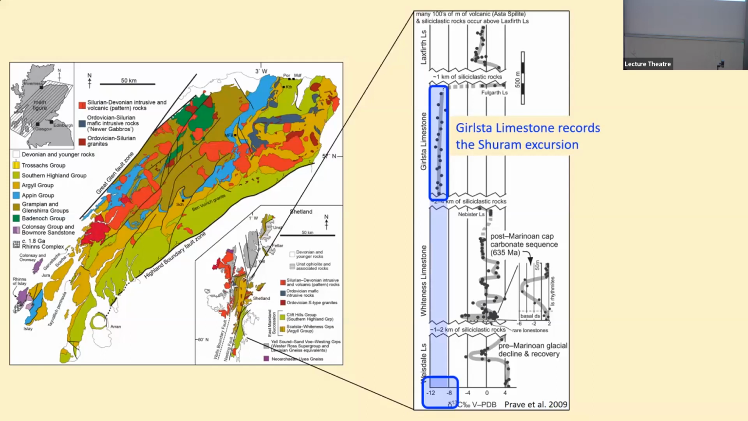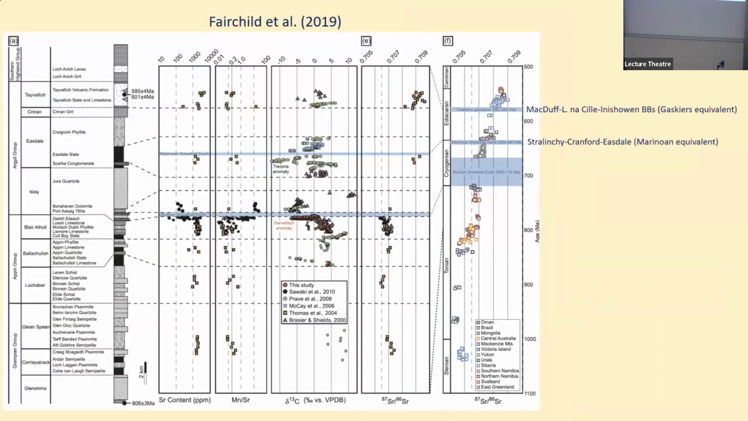We also on Shetland have the preservation of that cap carbonate trend in the lower Whiteness limestone, where the values descend down to -6 or so, like we see in Maranoan cap carbonates everywhere. So Ian Fairchild and colleagues have now been putting this data together. They have really focused on the Port Askaig. And the one point that I haven't made is looking at strontium isotopes. And this is what I want to highlight here.